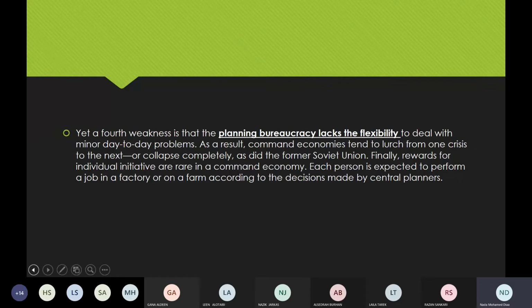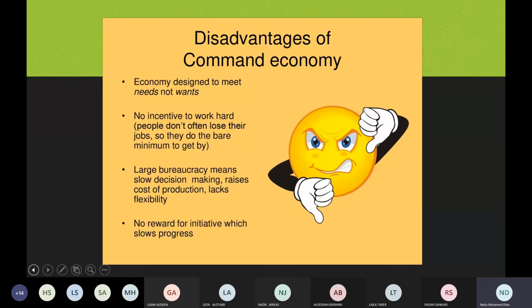Bureaucracy lacks flexibility. Number one, the economy is designed to meet needs, not wants. They ignore the needs and wants of consumers. Number two, no incentive to work hard. People don't often lose their jobs, so I just work like this to get the bare minimum to get by, and I just pass the job. Number three, the bureaucracy, which means slow decision making and raising cost of production, lack of flexibility, no rewards.